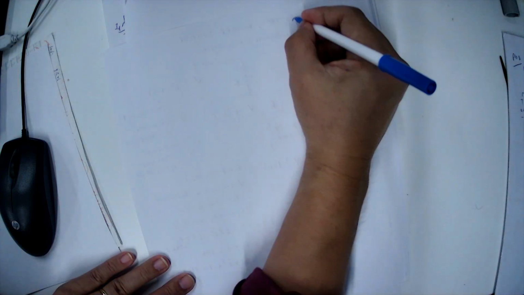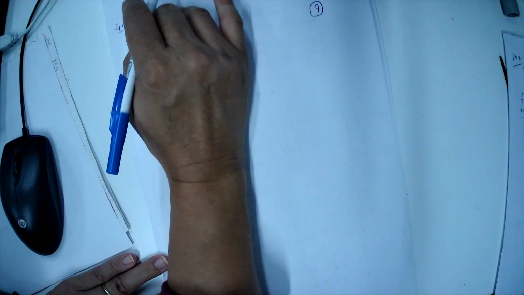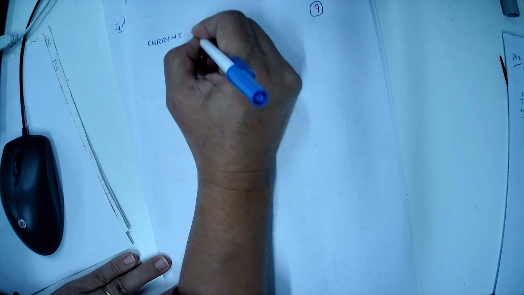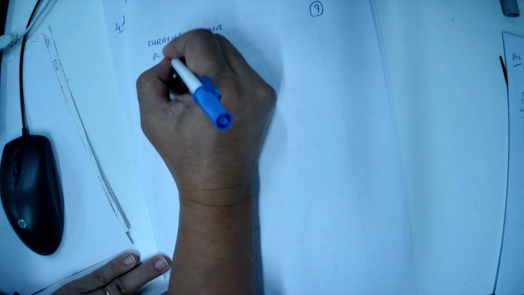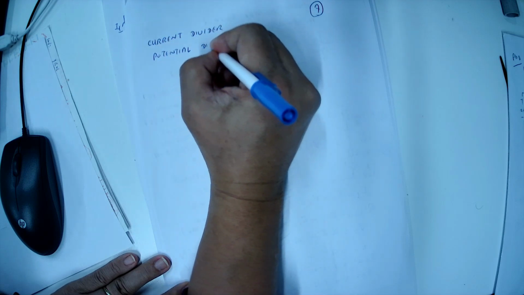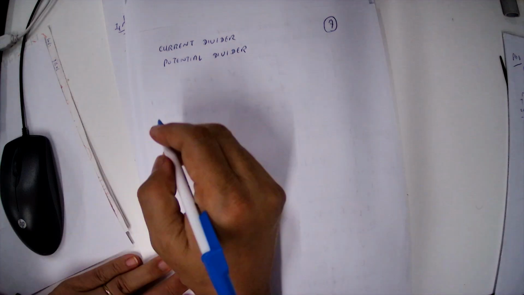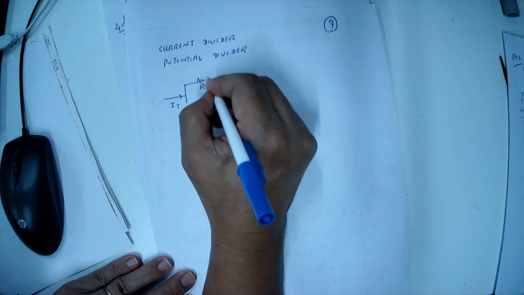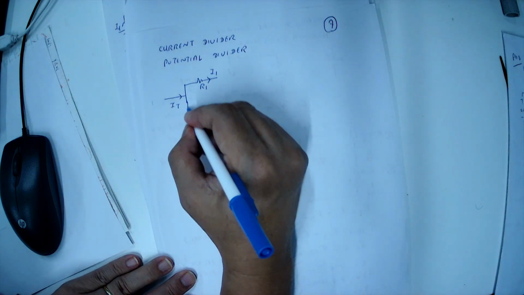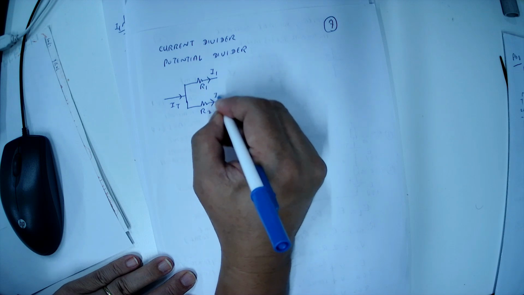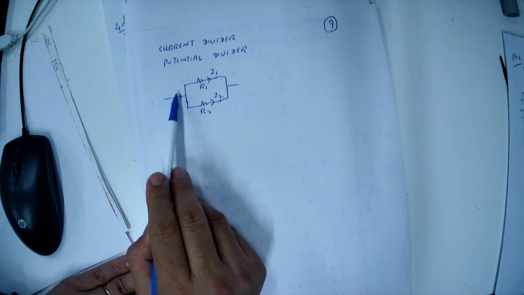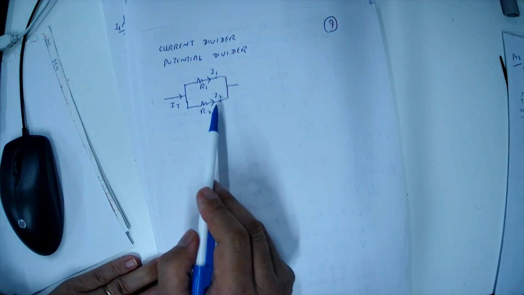This one is the potential divider theorem. Current divider and potential divider. The current divider means the total current I_T is flowing into the two resistors. This is R1, the current into resistor R1 is I1, and the current into resistor R2 is I2. Total current I_T flowing into the two resistors R1 and R2. R1 current is I1, R2 current is I2.